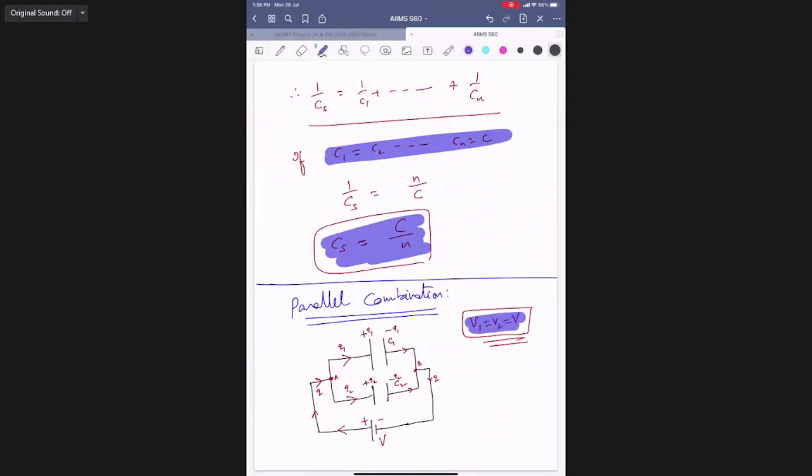Potential difference remains constant. Q equal to CV. As potential difference is constant, Q is proportional to C. So more is the capacity, more is the charge.